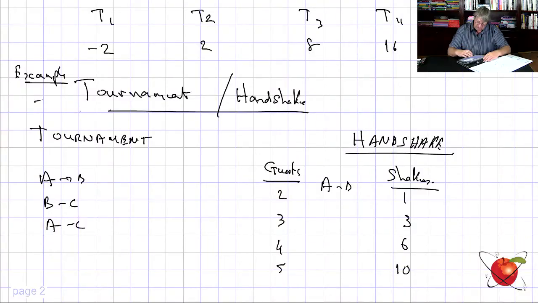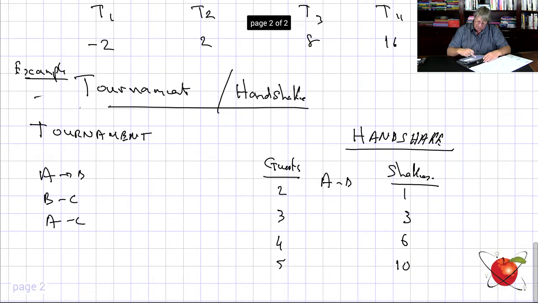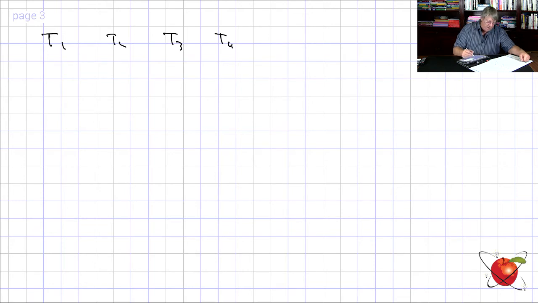Therefore, for a handshake, can you see the problem? Let's have a look. What have we done? We have said we've got a sequence T1, T2, T3, T4, and T5: 1, 3, 6, and 10. So we've started off with A and B.